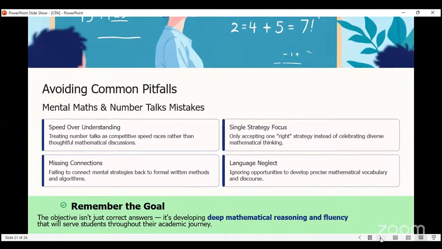Let's not forget the common pitfalls we should avoid. Speed over understanding, missing connections between concrete, pictorial, and abstract. Focusing on one single strategy, avoid it. Teaching tens and units, that is the written method, from Monday to Friday, avoid it. It will not help fluency. Then, neglecting the correct language you are supposed to use.